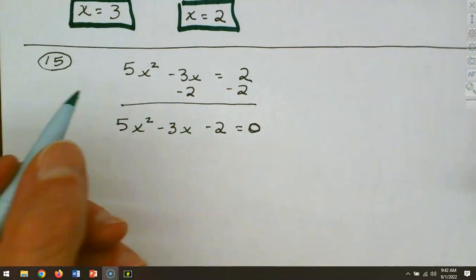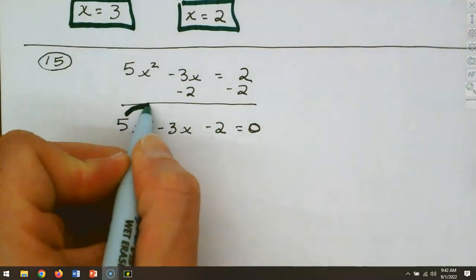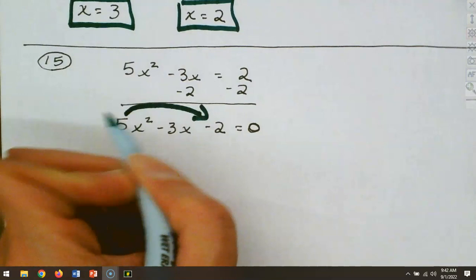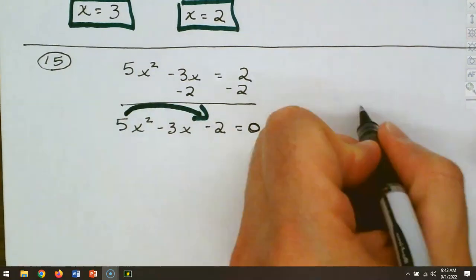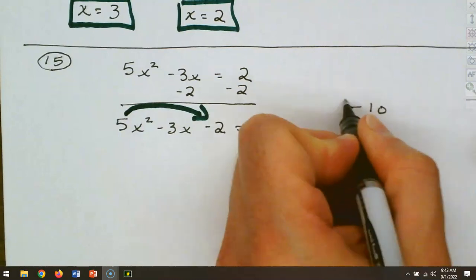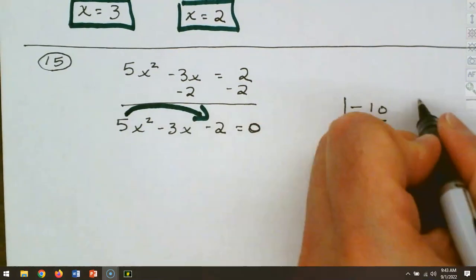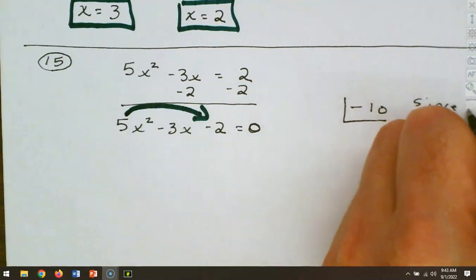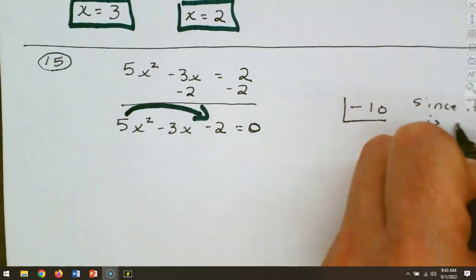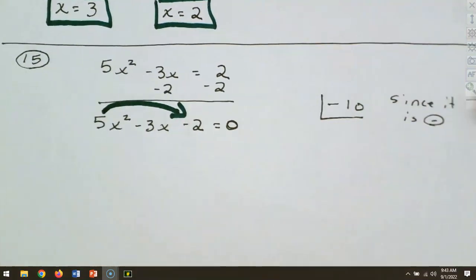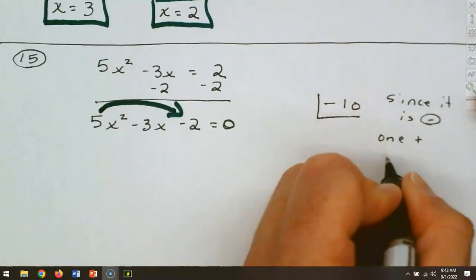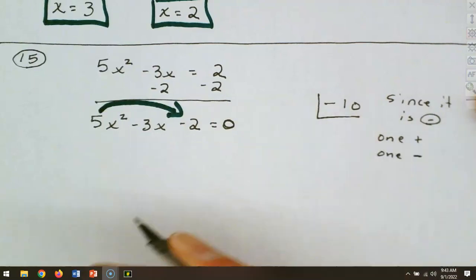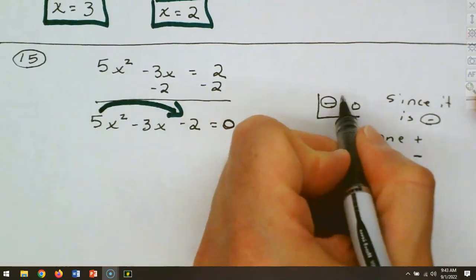Before it was just a 1, but now it's a little bit more difficult because it's a 5. So 5 times a negative 2, well, 5 times a negative 2 is a what? Negative 10. And since this is negative, what does that tell me? Since it's negative, that tells you that one number is positive, one number is negative. That's the important part.